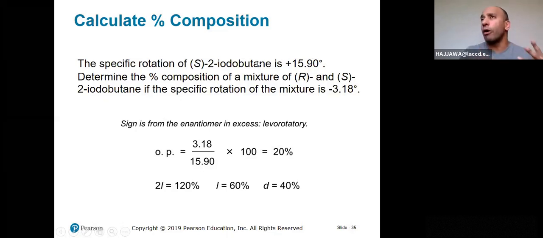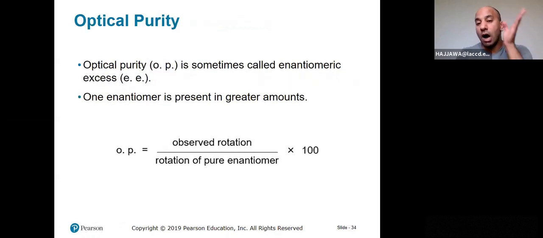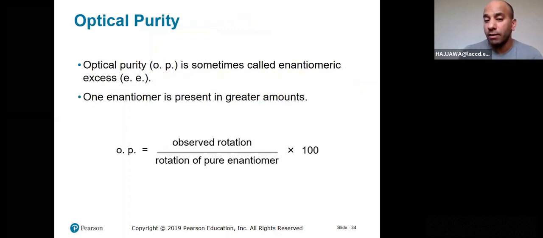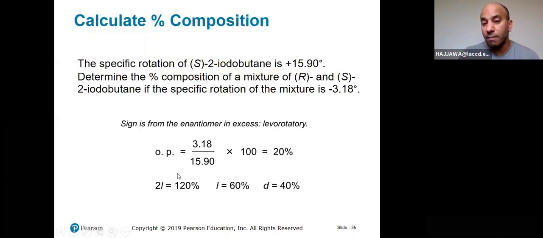But how much more of R do I have? And this is where I need to do the math. Observed rotation, which is the minus 3.18, divided by what? The rotation of the pure enantiomer that matches the sign of the observed rotation, which was the 15.9. Usually it's an absolute value, the percentage wouldn't be negative, so that's why you divide the minus by the minus. So the minus 3.18 divided by the minus 15.9 times 100, you will get 20% optical purity.